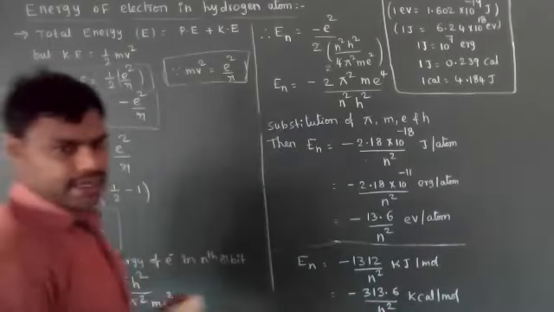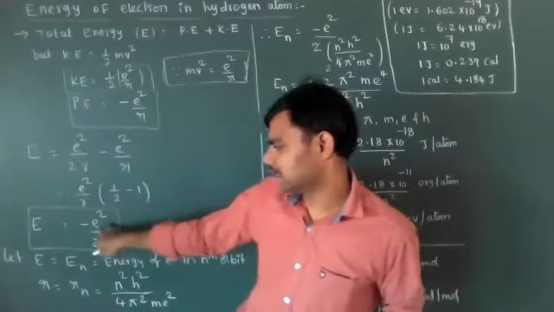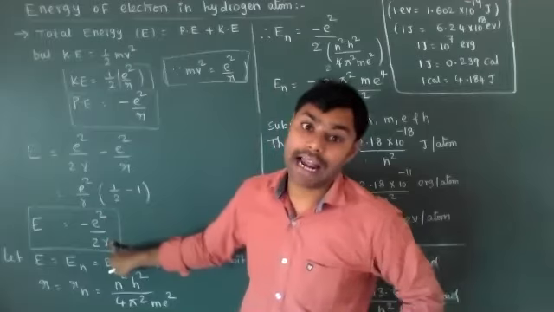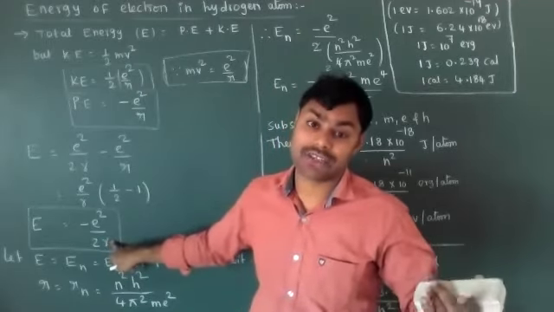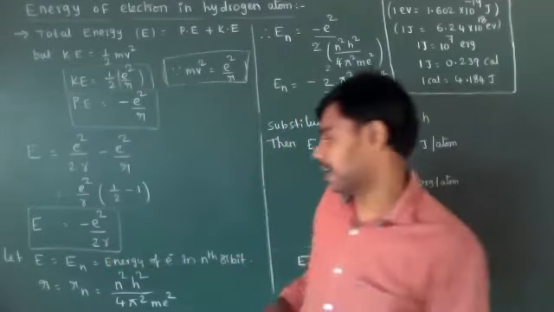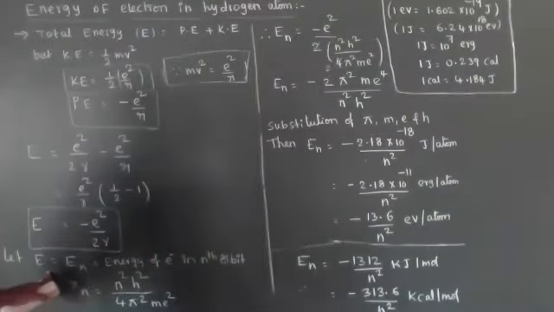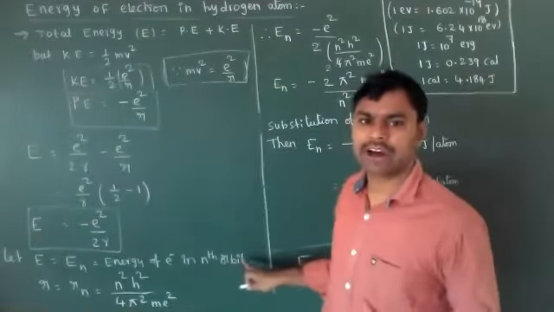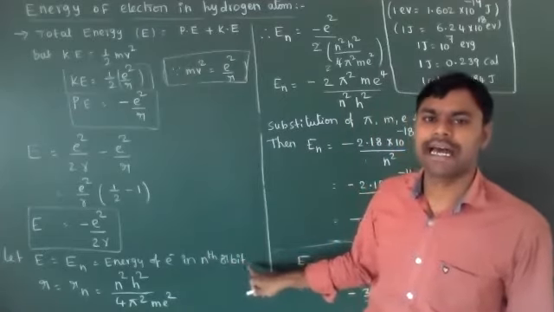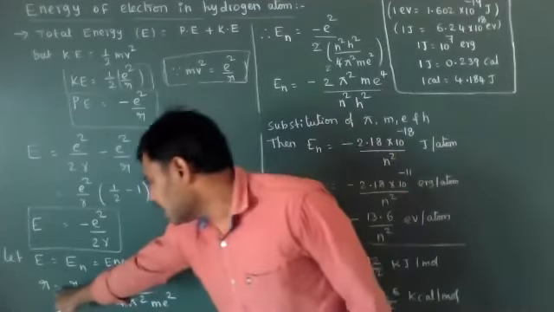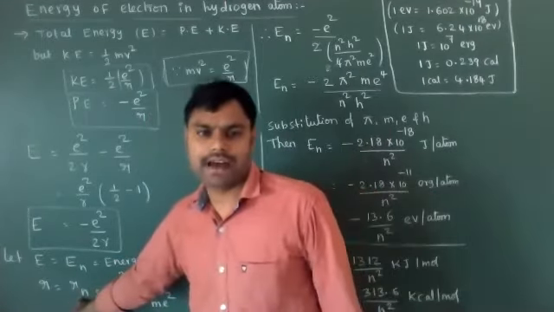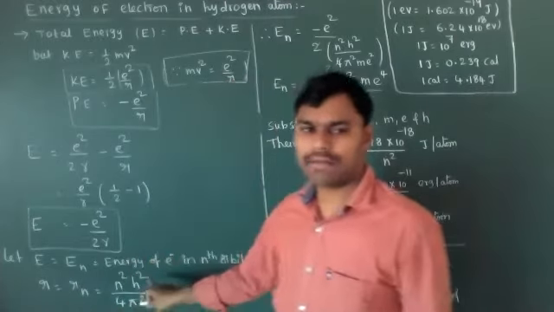Remember this. Sometimes they will ask for the total energy in terms of electrical charge and radius, minus e square by 2r. But the r value, the radius of the orbit, we have already derived in the last class. So let the total energy of an electron present in the nth orbit be En, meaning the energy of the electron present in the nth orbit. Then automatically the radius becomes rn. What is the rn formula?